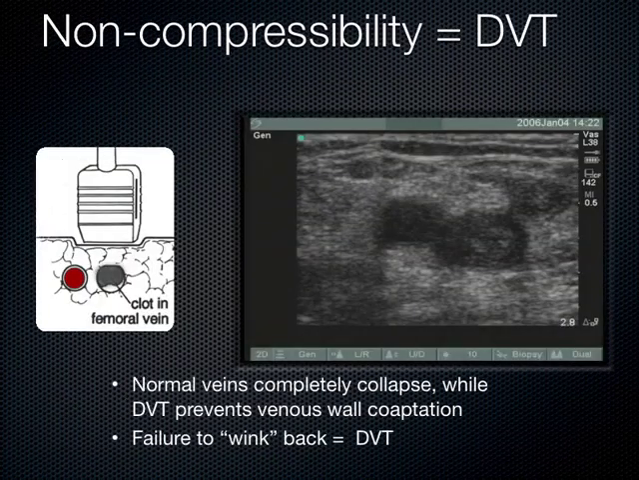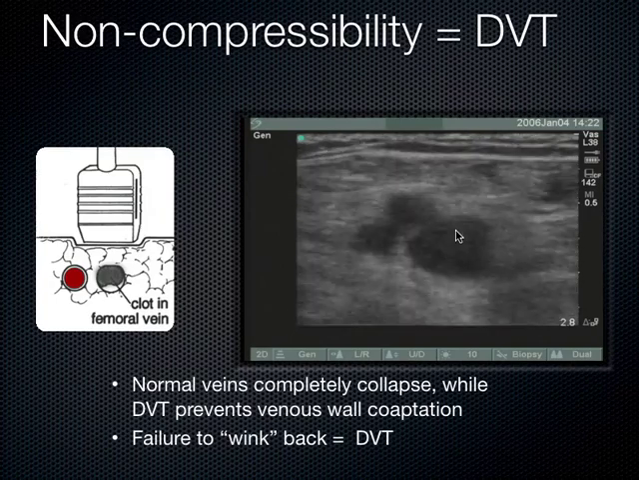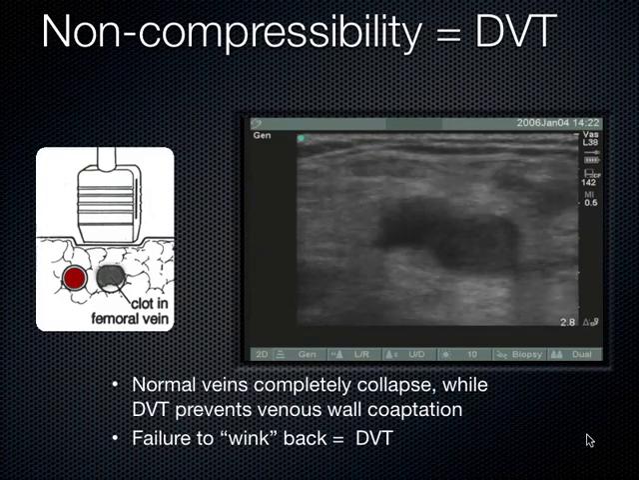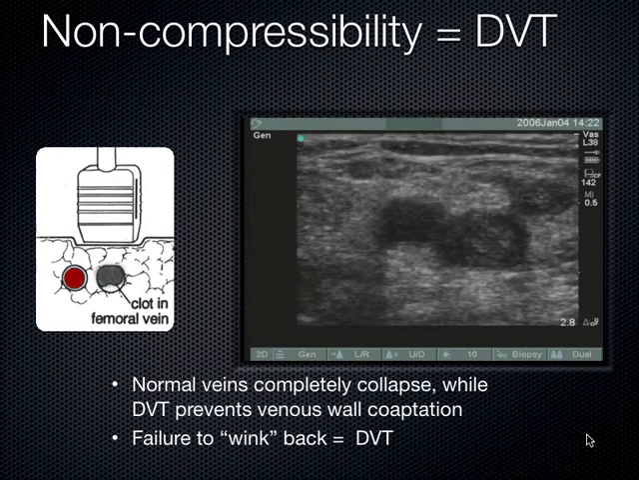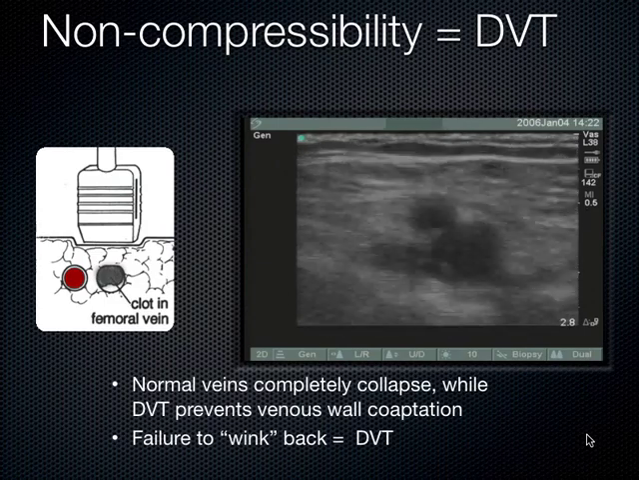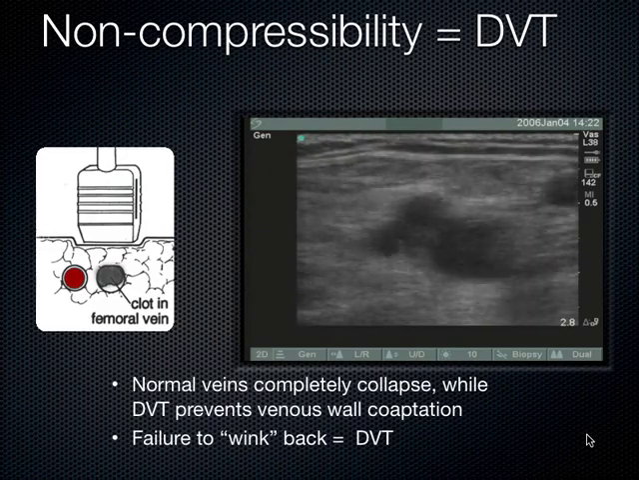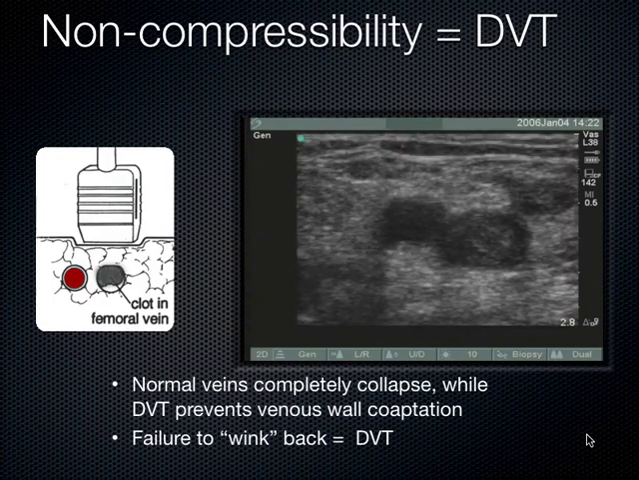So that's normal. And then when there's a clot there, it looks like this. It's not compressible anymore. And it's very simple. It's just a non-compressible venous structure that has a thrombus in it. Sometimes the thrombus is echogenic, like you can see it. It's hyperechoic like it is here. Other times, though, the thrombus is not echogenic. You don't see it, but you know it's there because it's not compressing.